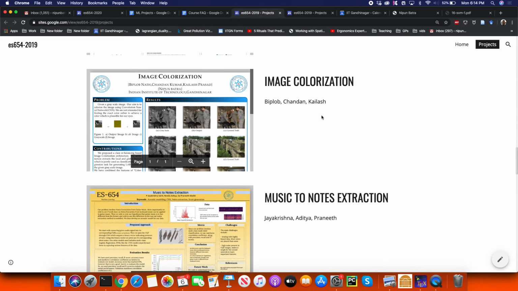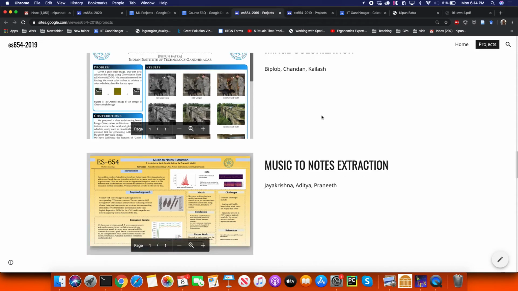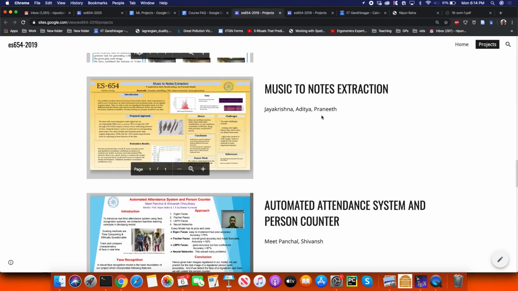There is a group which is trying to colorize images. You give them black and white images from 30, 40 years back, they're able to colorize the image. So imagine if machine learning was very sophisticated, the rework of movies like Mughal Azam would have been very easy. Music to note. So this was one of my very favorite kind of theme of project. Now you have music as a WAV file. We are able to now extract the notes out of it.